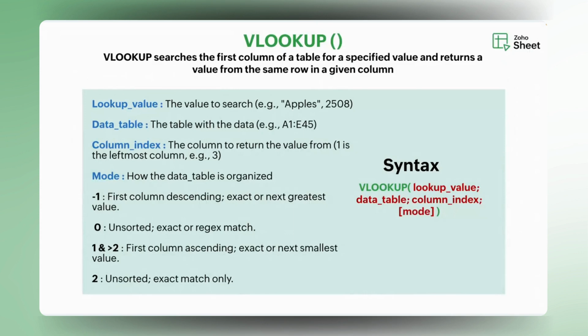And mode tells the VLOOKUP how to look for your value. -1 if your first column is sorted in descending order, until you find the exact match or the next greatest value. 0 if your first column is unsorted, and it will look for an exact match or use regex matching. 1 and greater than 2 if the first column is sorted in ascending order, and it will find the exact match or the next smallest value. 2 if your first column is unsorted and it will only find an exact match.